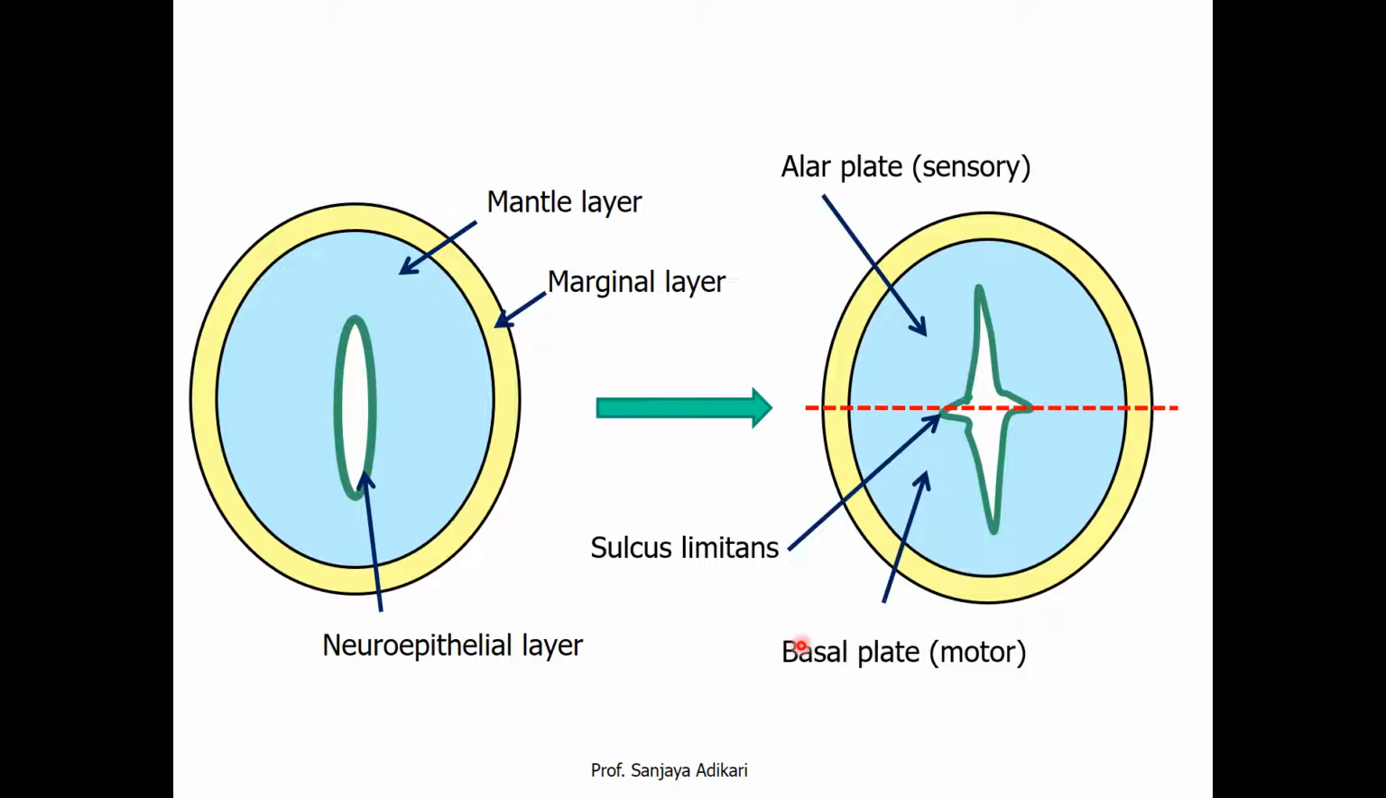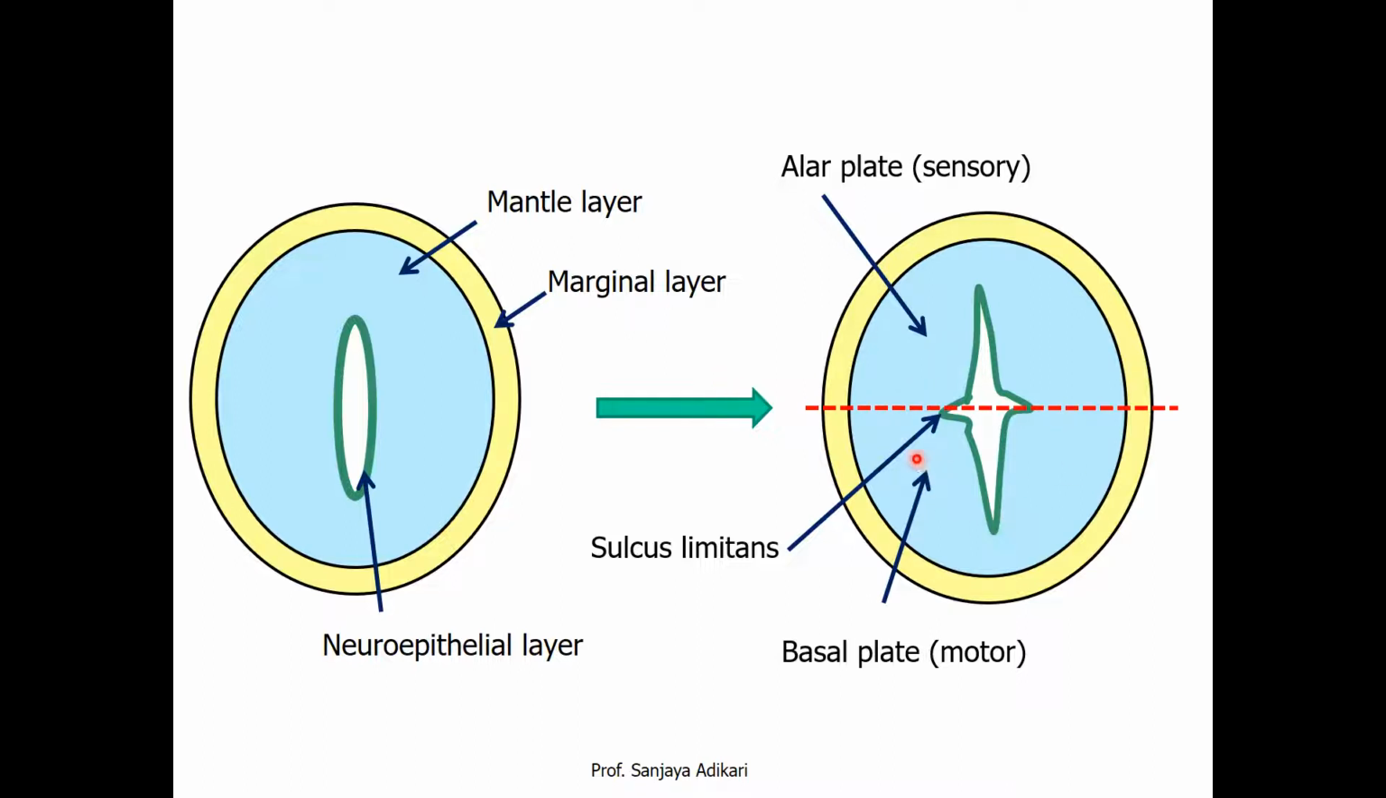And the anterior half here is called the basal plate and the posterior half is called the alar plate. You can forget these terms and remember them as motor plate and sensory plate. Okay. The anterior half is the motor plate and the posterior half is the sensory plate.